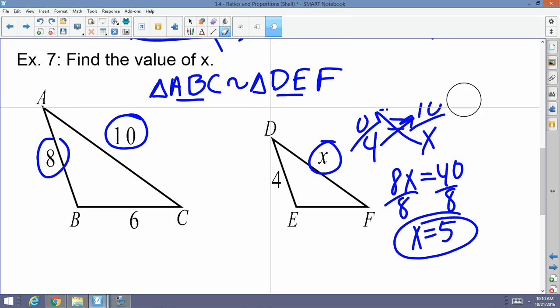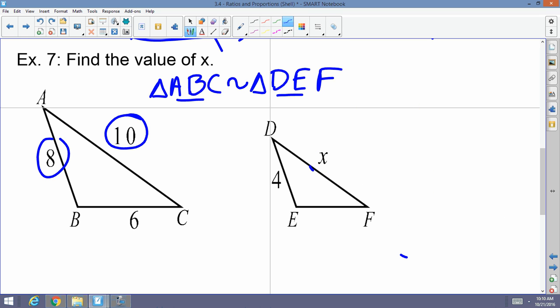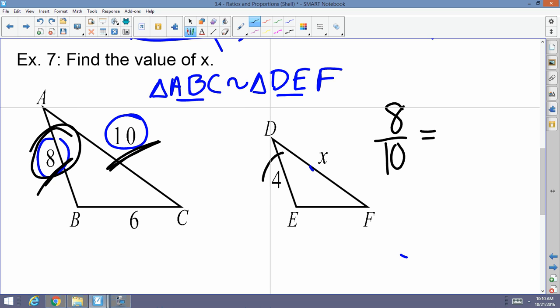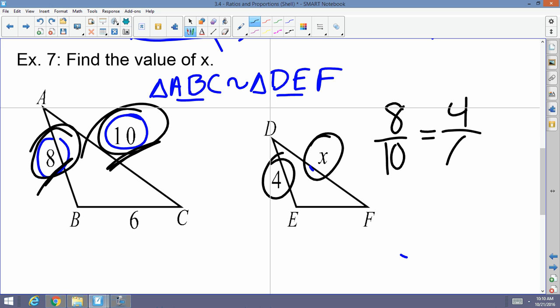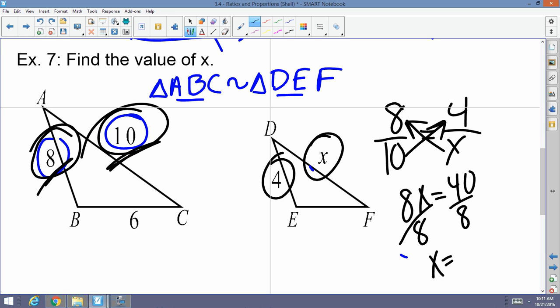Let's say you don't get that way. How about this? Maybe this will help you. Don't I know that in this triangle here, 8 to 10 is in the same triangle, right? 8 to 10 equals. Who relates to AB? DE, which is 4. Who relates to 10? Cross multiply. Either way, what you have to remember is that the corresponding sides of similar figures are proportional.